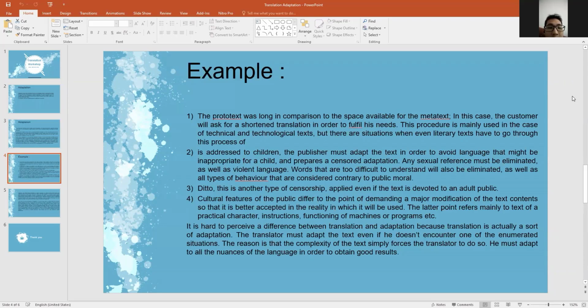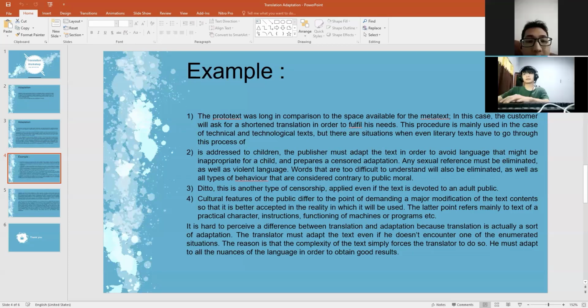And the second is when the text is addressed to children. The publisher must adapt the text in order to avoid language that might be inappropriate for a child and prepares a censored adaptation. Any sexual reference must be eliminated as well as violent language. Words that are too difficult to understand will also be eliminated as well as all types of behaviors that are considered contrary to public morals.